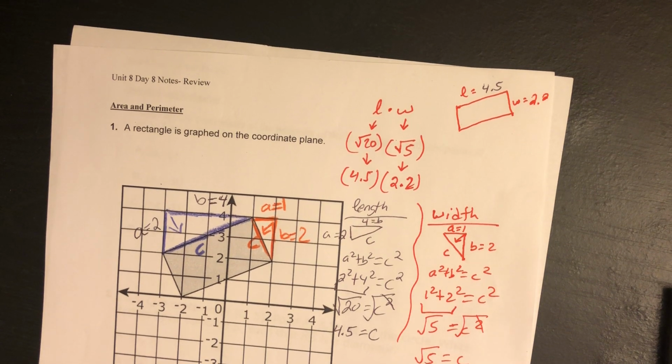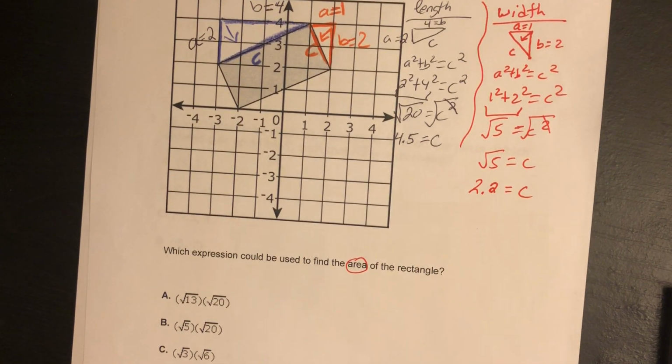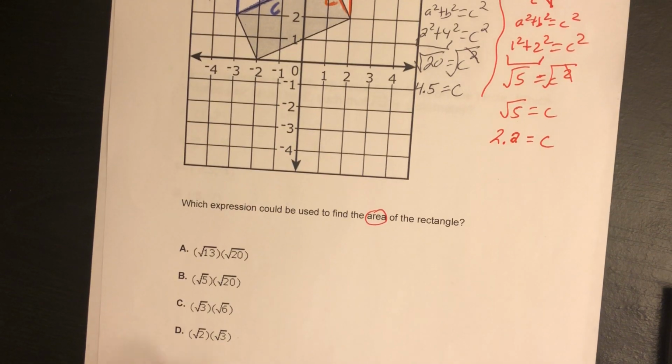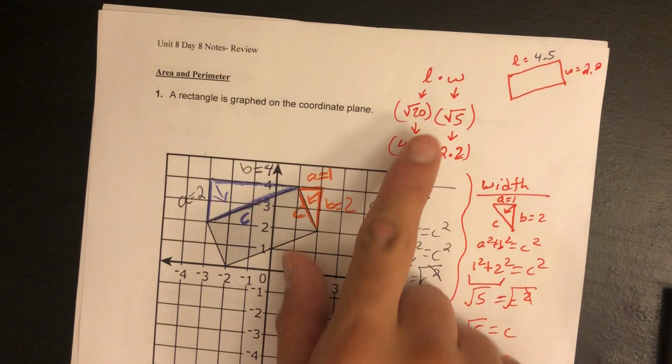area of that shape. But based on our answers, they don't want us to actually find the area of the rectangle. They just want us to set it up and tell them what the length is and what the width is so we can go ahead and find the area. So based on what we have, the only answer that matches will be square root of 5 times the square root of 20, which is what we have.